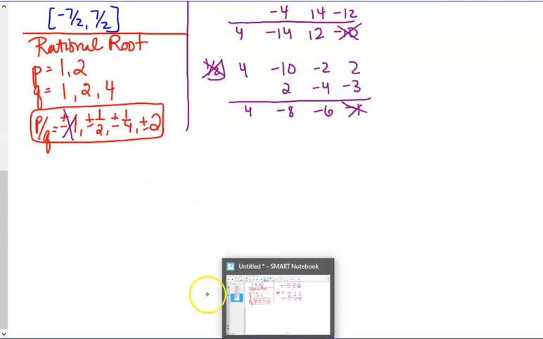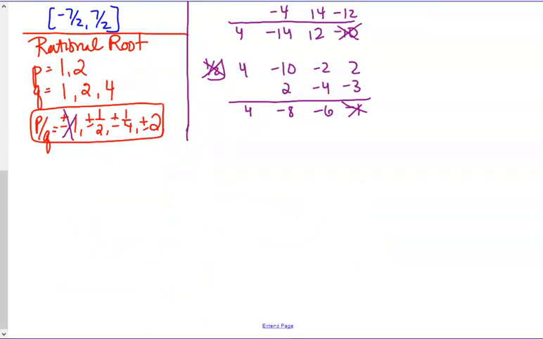Now, keep persevering because there should be one that works. And if not, which I'm not going to give you any of those, then you don't have any rational roots, okay? But I will tell you in the problems that you will do, you will have a rational root. You just got to find it. All right, let's try negative 1/2 would be the next possibility.